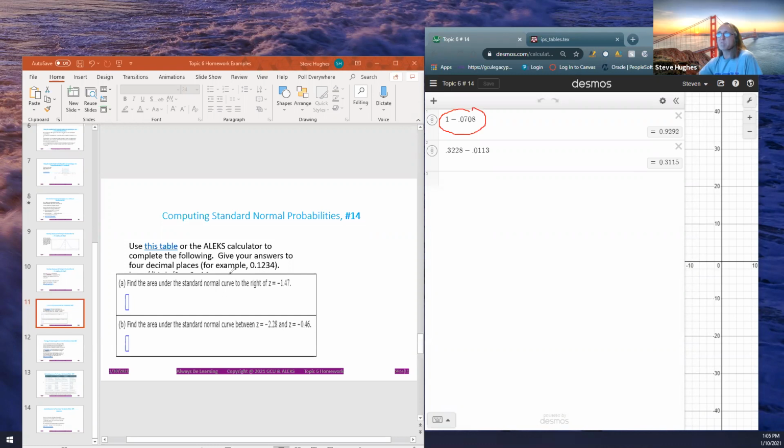All right, and it wants me to give my answer with 4 decimal places. Okay, so the answer is 0.9292. That's the area to the right of that z-score of negative 1.47. Now, just a moment, think about this. Since the z-score is negative, it must be to the left. Therefore, if I want to find the area to the right, it has to be more than 50% because 50% is half, right? I think that makes pretty good sense. All right, let's go for the second one.